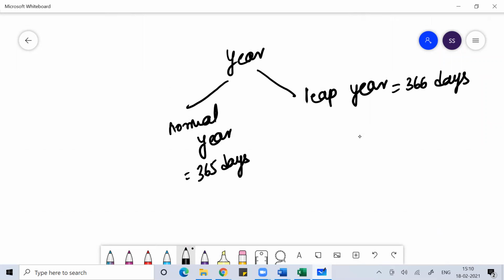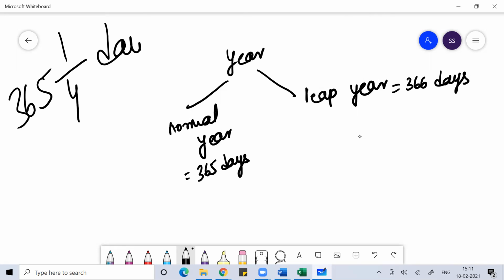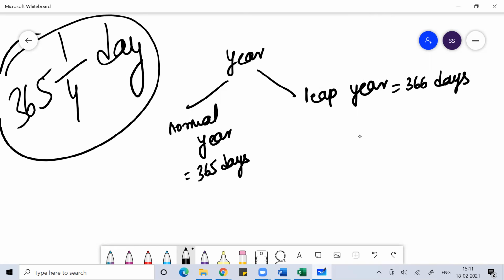But if you see geography and study the time the Earth takes to complete one revolution of the Sun, Earth takes 365.25. So it's not exactly 0.25, but for the time being, you can understand that the total time the Earth takes to complete one revolution of the Sun is 365 1/4 days. So Earth actually takes 365 1/4 days to complete one revolution of the Sun.